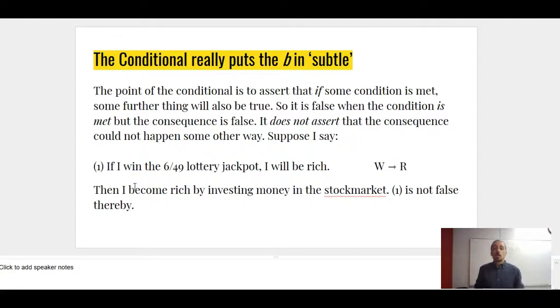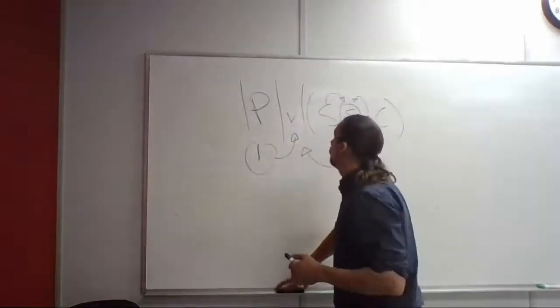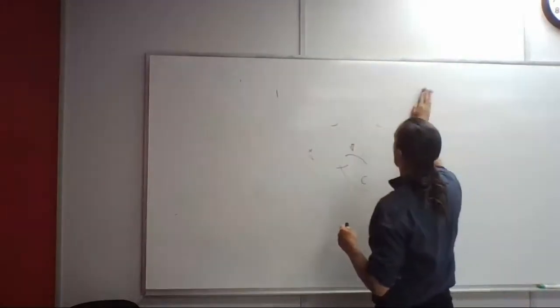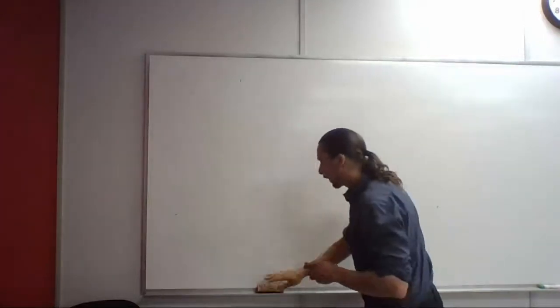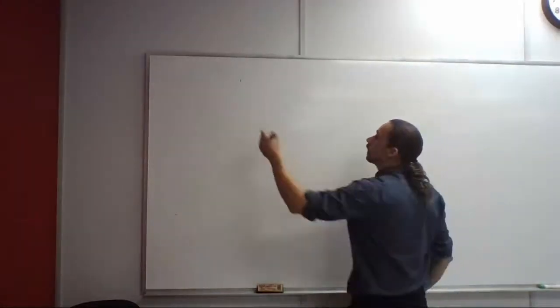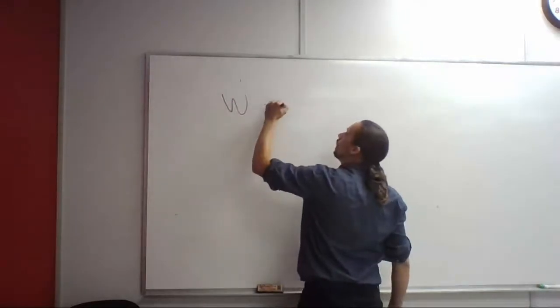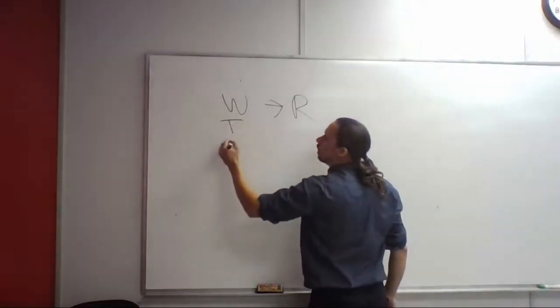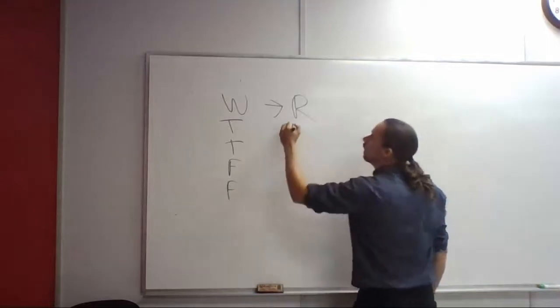Suppose I say, if I win the 649 lotto jackpot, I'll be rich. Then I become rich by investing money in the stock market or in Bitcoin 10 years ago. Well, the sentence isn't false thereby. And let's kind of look at the truth table to see how this works, because we've been doing things a little bit informally. But the truth table kind of brings out how this informal reasoning can actually be demonstrated. So here I say, if I win the lottery, then I will be rich. And if I do the truth table, true, true, false, false, true, false.